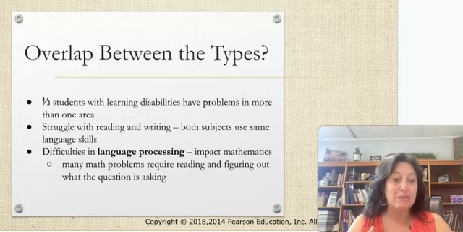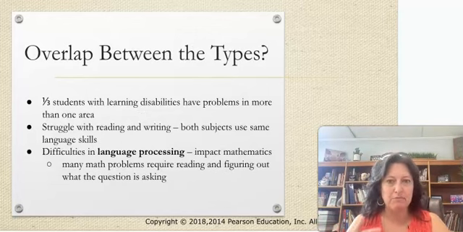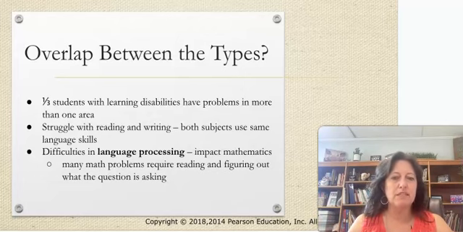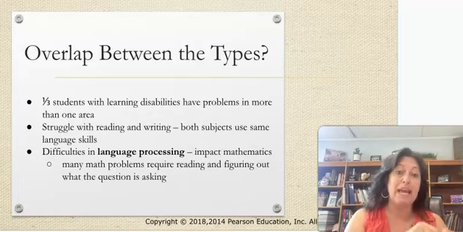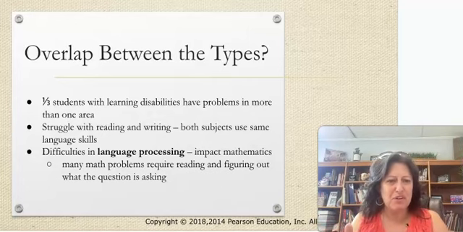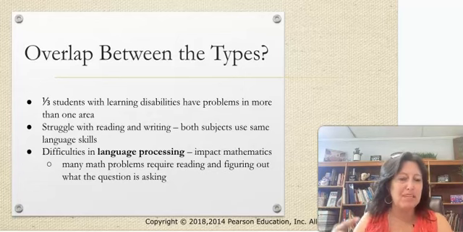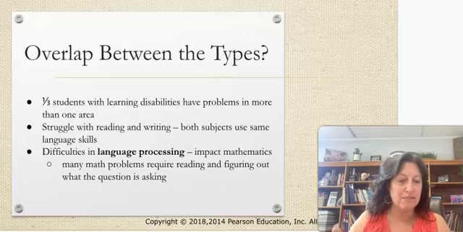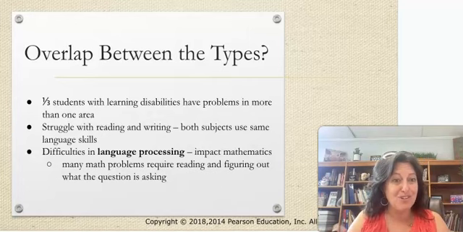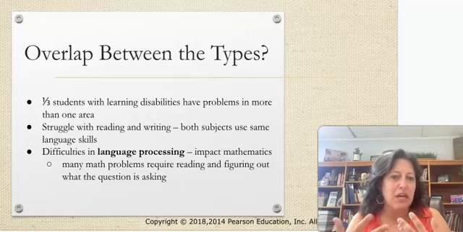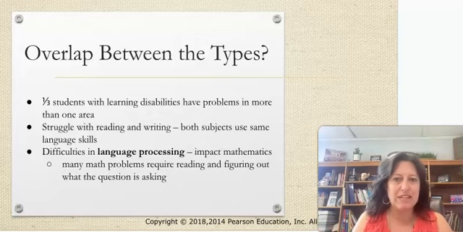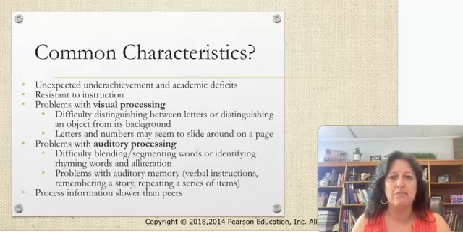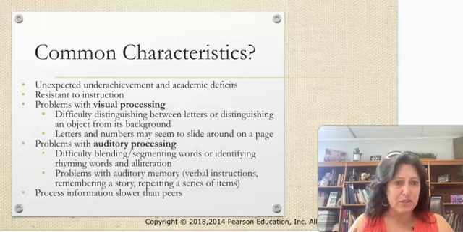Now, the thing is, there is going to be overlap between the reading, writing, and math disabilities. 1/3 of students with learning disabilities have problems in more than one area. So most of the time we'll see an overlap of reading and writing, and the reason is because they're using the same language skills. And oftentimes these students who have these difficulties in language processing, it can also impact math, because math, especially as you're moving into the older grades, it requires a lot of reading, the math problems. So the students, they're trying to figure out what the question's even asking, and so it gives them difficulty in the math as well.